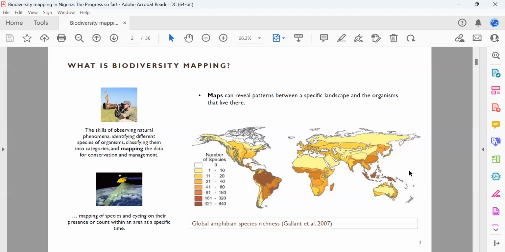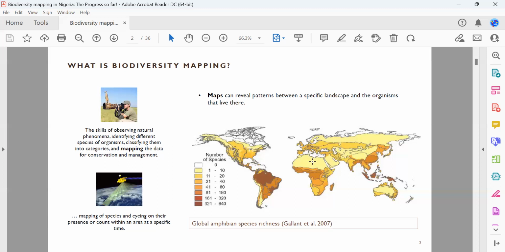It can also be defined as mapping of species and eyeing on their presence or absence or count, that is in terms of abundance number, within an area at a specific time or location, which in other words can be defined as richness, that is the number of species found in a defined area or region or locality. So these maps can reveal patterns between a specific landscape, maybe forest, agricultural landscapes, or urban landscapes, and the organisms that live there.